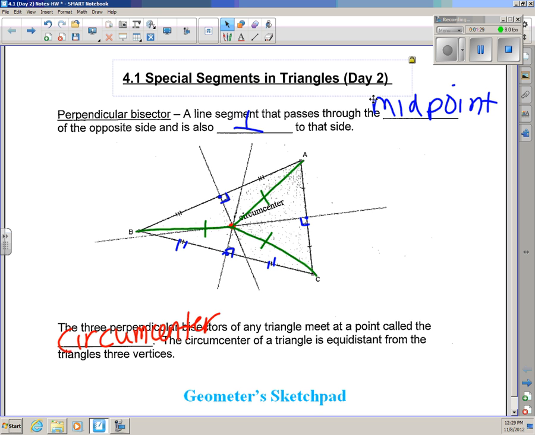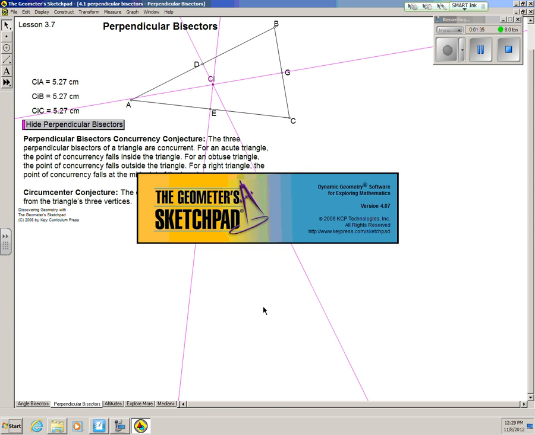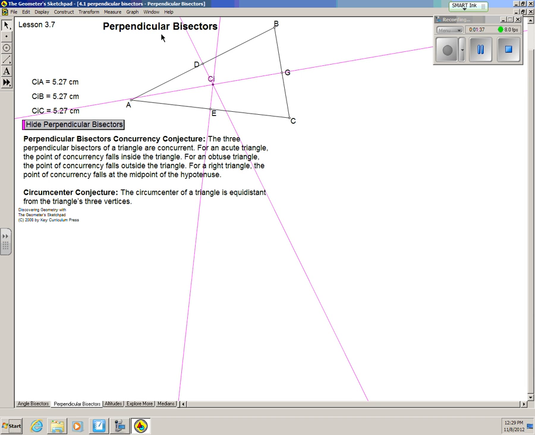Let me just show you the Sketchpad real fast. So in Sketchpad, what happens here is we've got these perpendicular bisectors. Notice how all of these values going from circumcenter to vertex A, circumcenter to vertex B, and circumcenter to vertex C, you don't see those things shown. You're only seeing the actual perpendicular bisectors being shown right now.